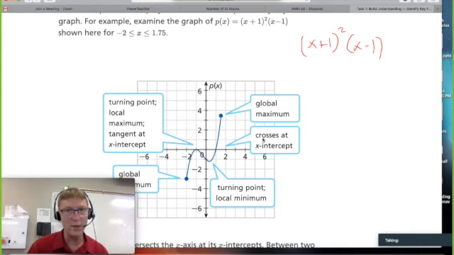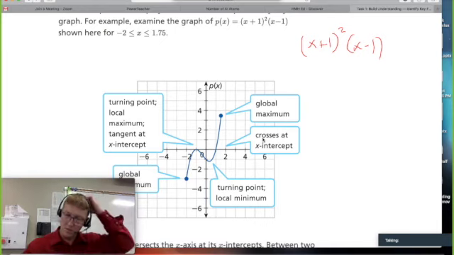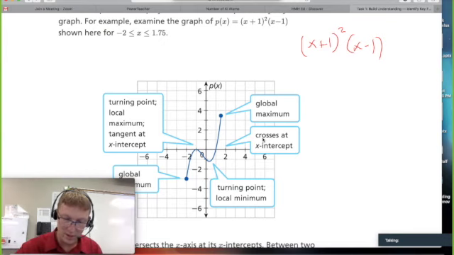Some things to point out. First of all, you can talk about a minimum and maximum. So we've got our global maximum, otherwise known as an absolute maximum. I prefer absolute maximum, but that's just me. The absolute maximum is going to be this part right here. It's literally just the highest number that it goes up to.